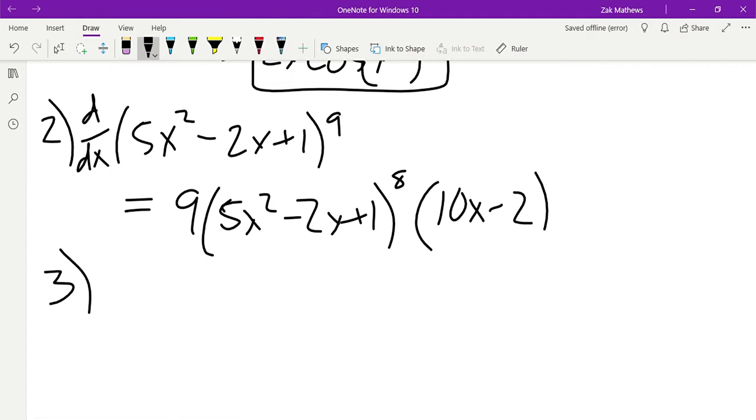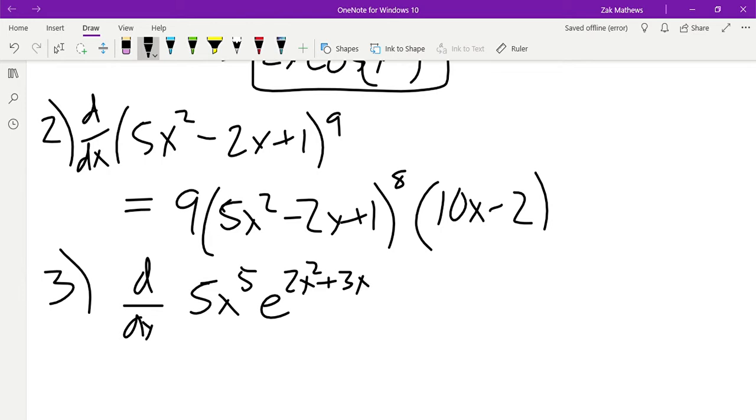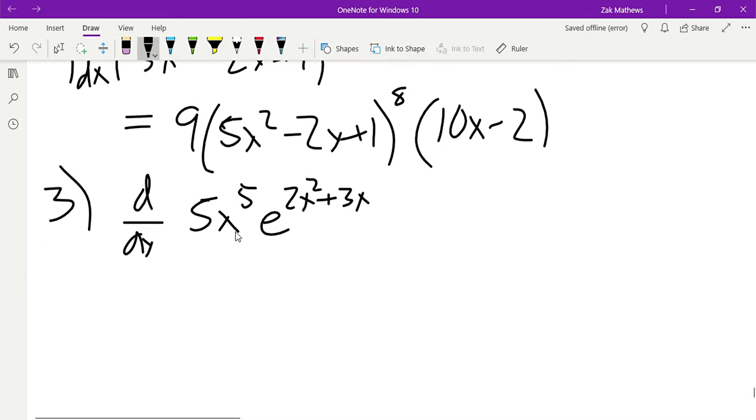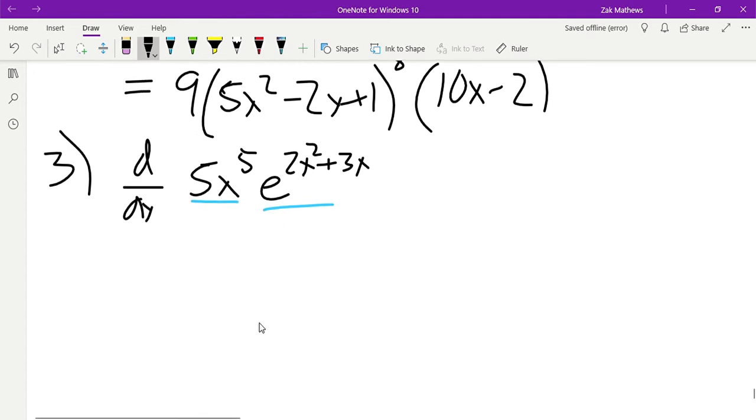Now we can combine this chain rule within other rules too. So let's take the derivative of 5x to the 5th times e to the 2x squared plus 3x. So we can see here that we have a product of two things. We have this 5x to the 5th, and really the 5 is just a constant multiple. If we wanted to pull it to the front, we could. And we have this e term. So we're going to have to use the product rule, but within that product rule, we can see we have quite a complex chain rule here too. Really not too bad.